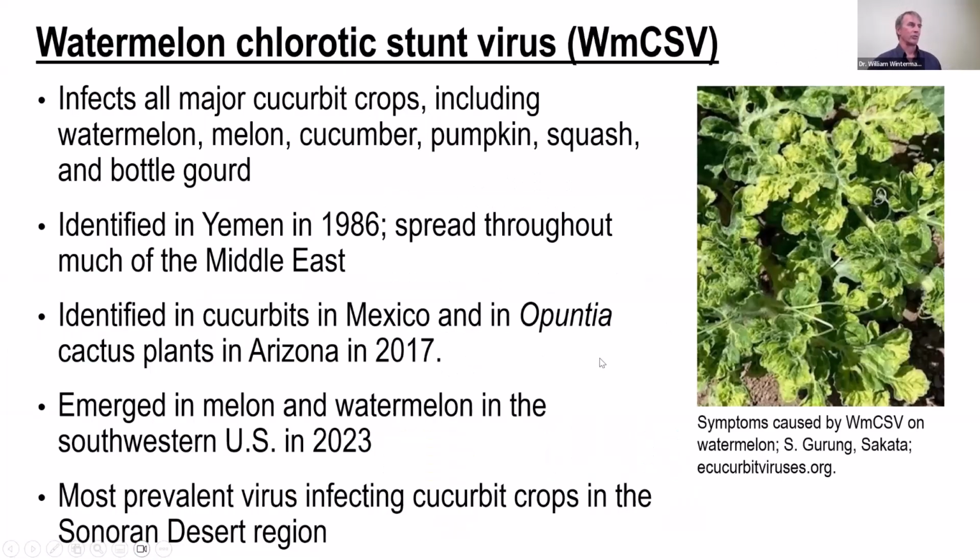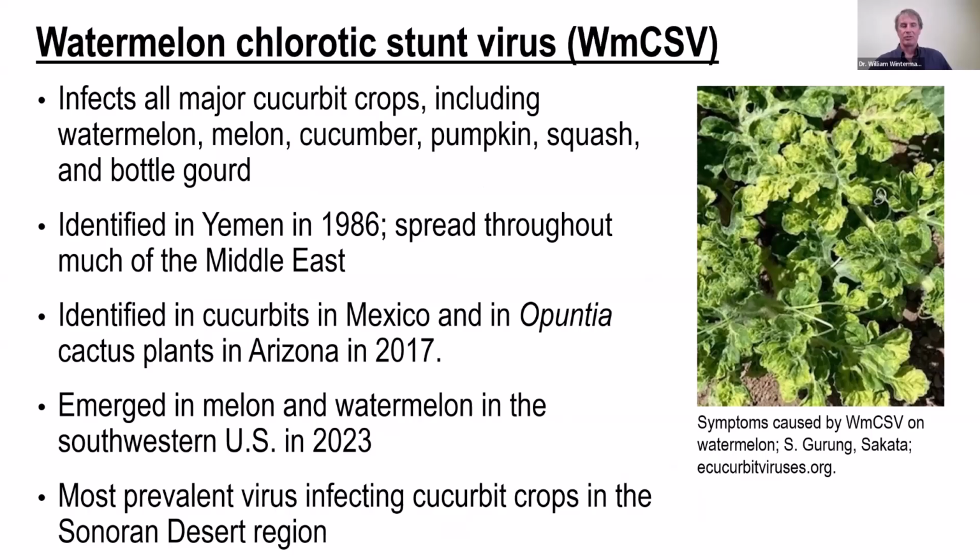Watermelon chlorotic stunt virus infects all major cucurbit crops, including watermelon, melon, cucumber, pumpkin, squash, bottle gourd, and a number of cucurbit weeds. The virus was identified first in Yemen in 1986, and like other viruses, spread throughout much of the cucurbit world over time, not only in the Middle East, but also moving to Mexico, where it was found in cactus plants in Mexico and Arizona, as well as some cucurbits in that area.